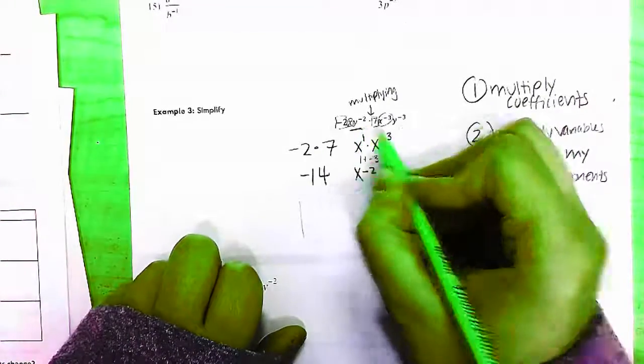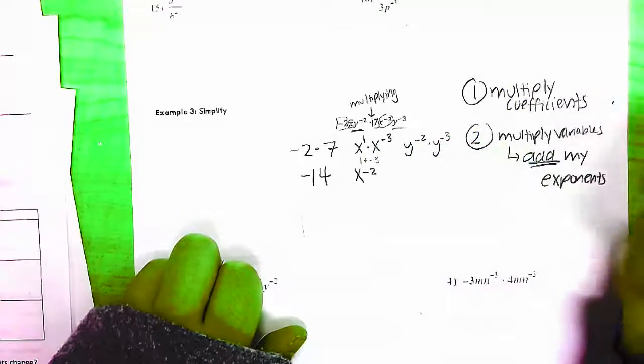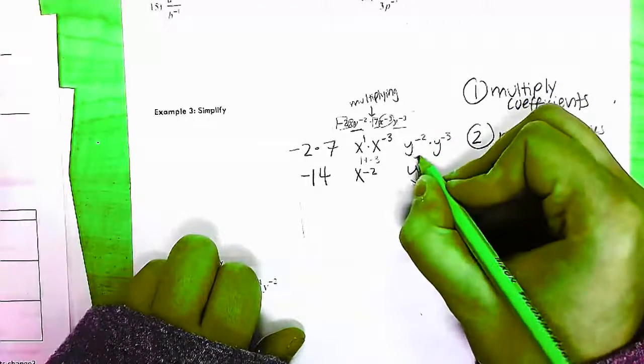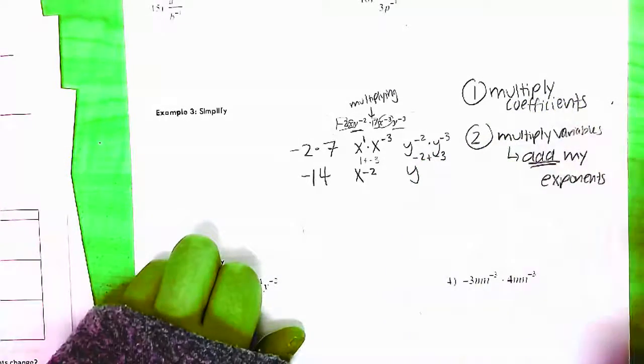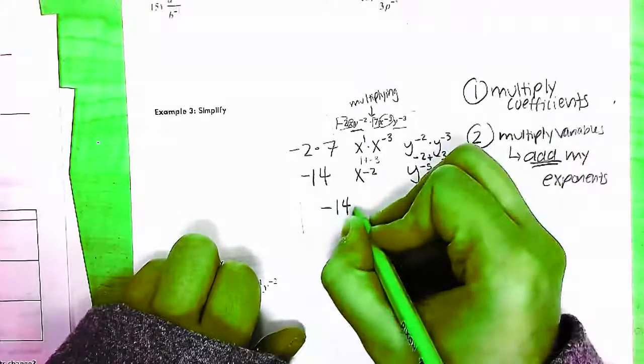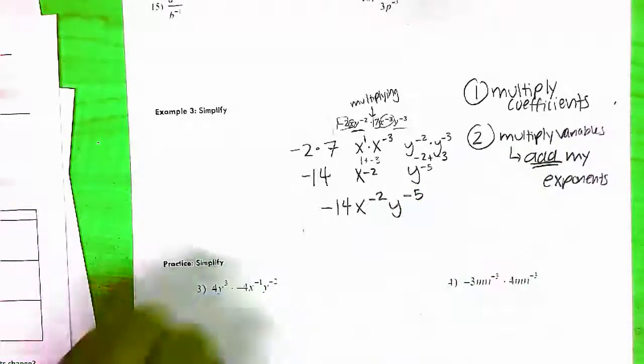Last step, I got to look at those y's. So I have y to the negative 2 times y to the negative 3. When I multiply, my bases stay the same, and I got to add those exponents. So negative 2 plus negative 3 gives me a negative 5. So my final answer right now is negative 14, x to the negative 2, y to the negative 5.